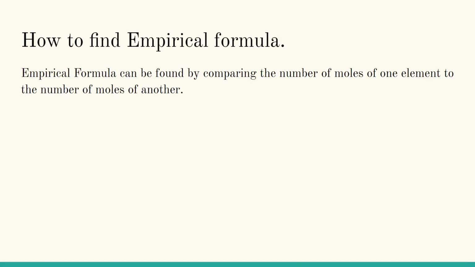There are a couple of steps that we need to follow in order to figure out our empirical formula, but there's one general overarching theme that we need to keep in mind. And that's that an empirical formula can be found by comparing the number of moles of one element to the number of moles of another. And that's our main goal in finding an empirical formula. So even though we're going to have different methods for finding the moles, in general, if we can find some sort of shortcut to find what the moles are, our main goal is comparing those moles of compounds together.